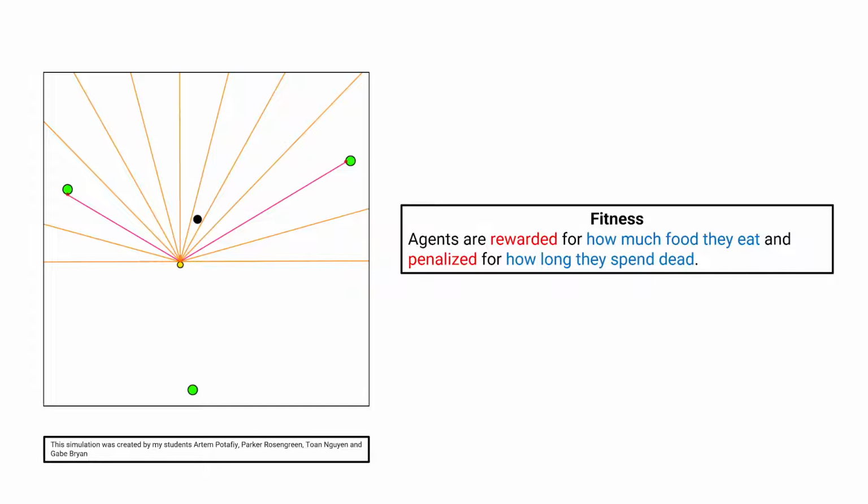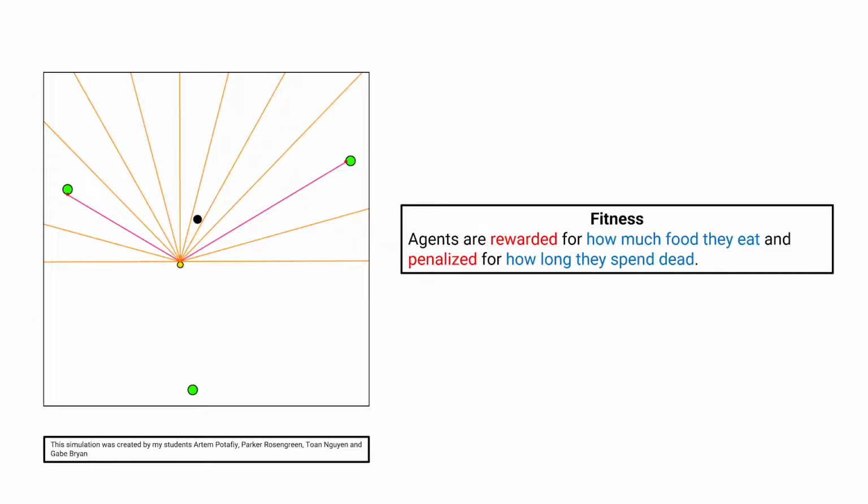And the fitness function works in a very straightforward way. We've experimented with adding other components to it, but the two components that have been the most useful for generating the behaviors that we like are rewarding our agents for how much food they eat in a particular run or generation, and then penalizing them for how long they spend dead.